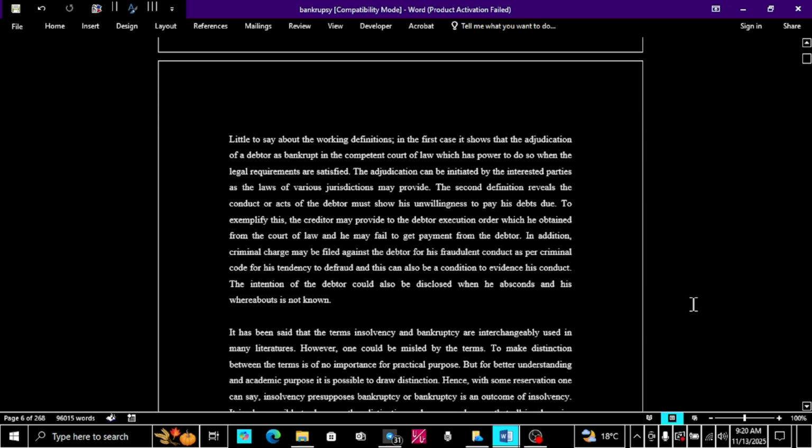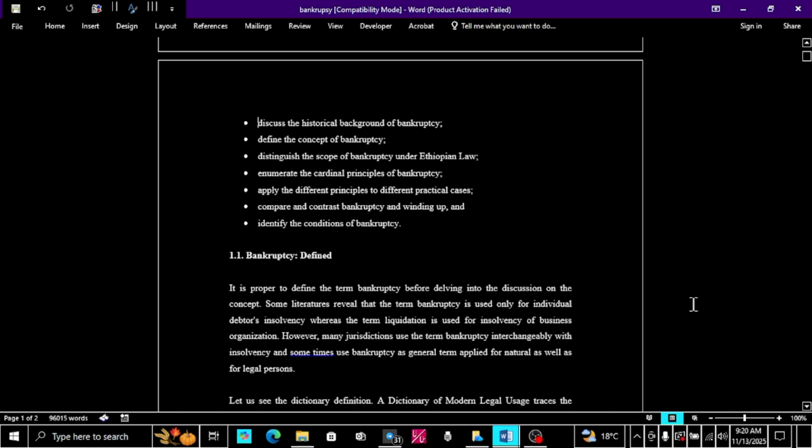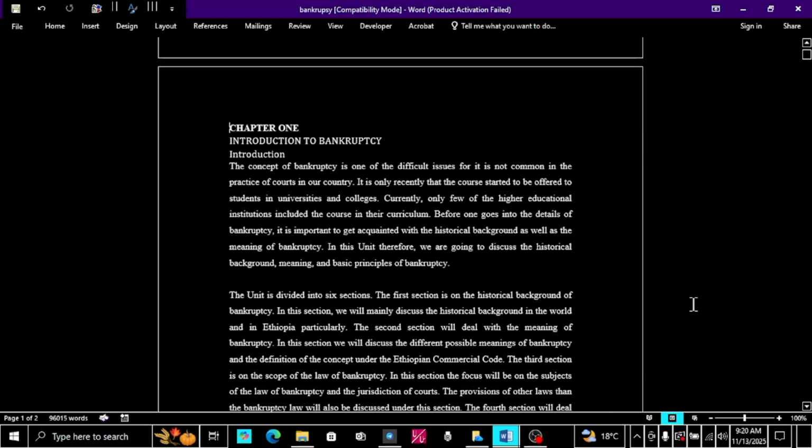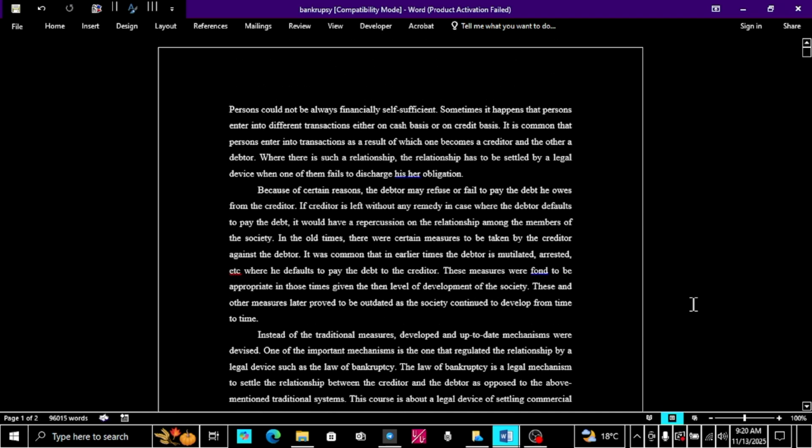To go to the previous page, we can press Control page up. Page 5. Page 4. Page 3. Page 2. Page 1. This is how to navigate page by page.